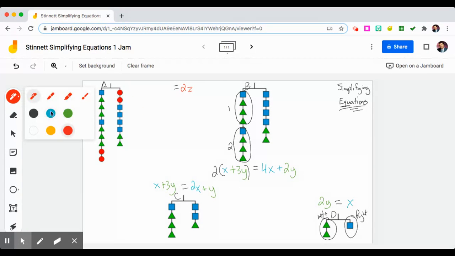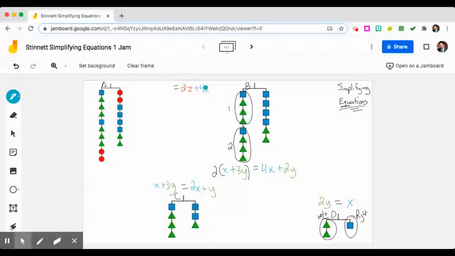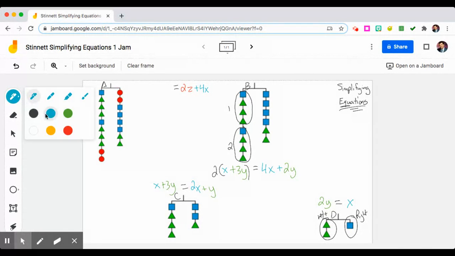And then what do we have? 1, 2, 3, 4 squares. So plus 4x, because x represents our squares. And then plus 2 triangles, or 2y. See how that is? I got 2 triangles, 2y, because y represents the triangles.